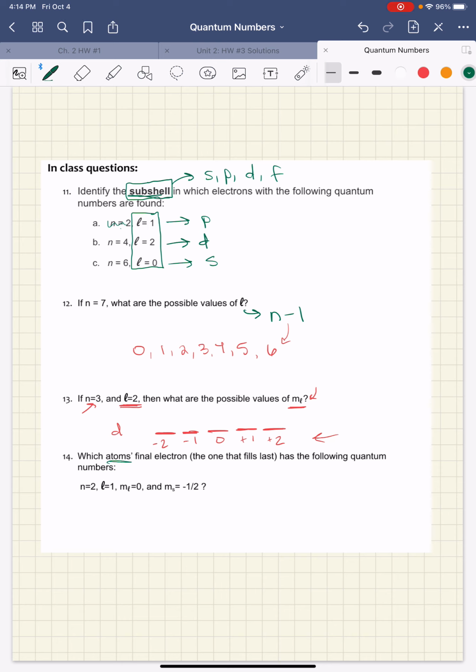Which atom's final electron has the following quantum numbers? Okay, so in this case, we do care about all of them. We need to know what row of the periodic table this element is in. We need to know which sublevel, where in the sublevel, and then whether or not it's going to be the electron pointed up or down. So I know from N equals 2 that this element is going to be in the second row of the periodic table.